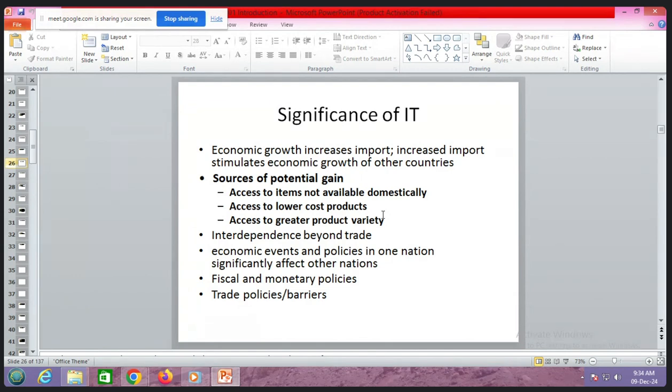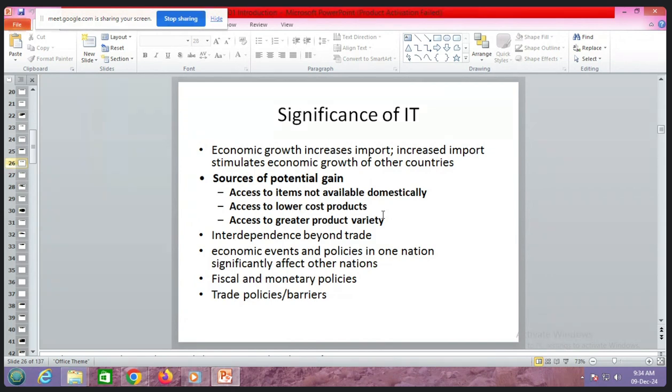So, what is the significance of international trade? Definitely, we know that one nation is interdependent on other nations. So when we say that the economies are interdependent, we also understand that there is economic growth which is going to result in increase in the import. Now, what do we mean by this?